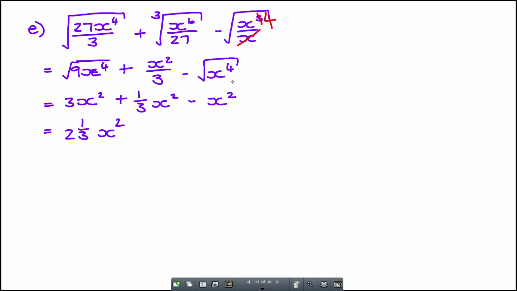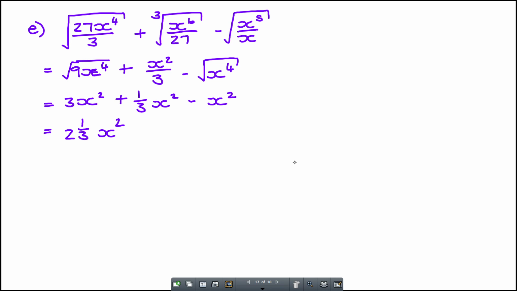Right. Now, cube root of x to the power 4 will give me x to the power of 2. And now you'll see that they all have x to the power of 2. So they are like terms. So 3 plus a third would give me 3 and a third. Minus that 1 will give me 2 and a third x to the power of 2. Or you maybe had 7 over 3 x to the power of 2. Or 7x squared over 3. Same thing, right? Any questions there?